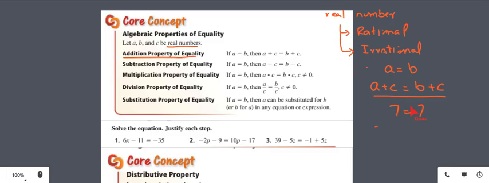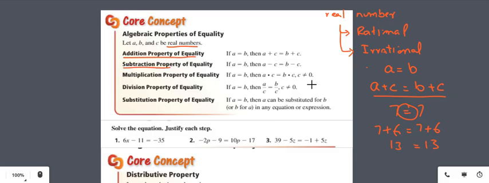If c is 6, then 7 plus 6 equals 7 plus 6, so we get 13 equal to 13. The main thing is that this relation between the real numbers, the equality relation, will remain preserved if we add the same number on both sides of the equality. Is it clear? Yes.